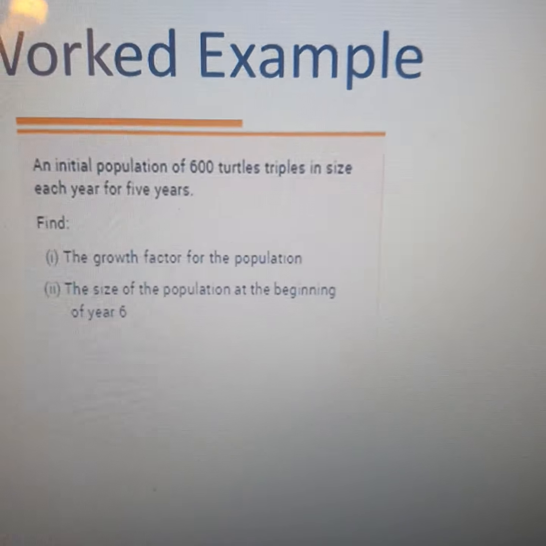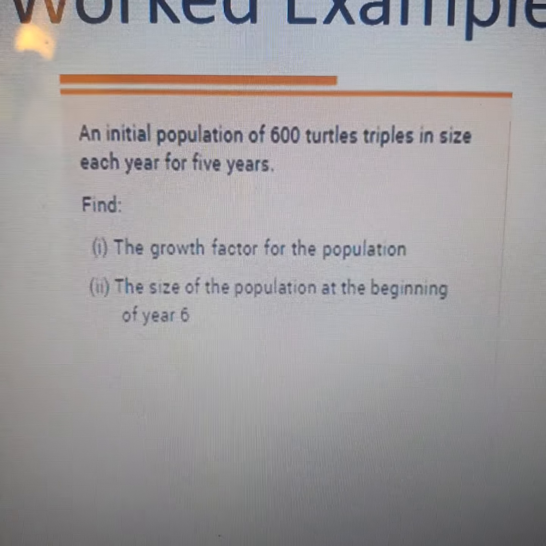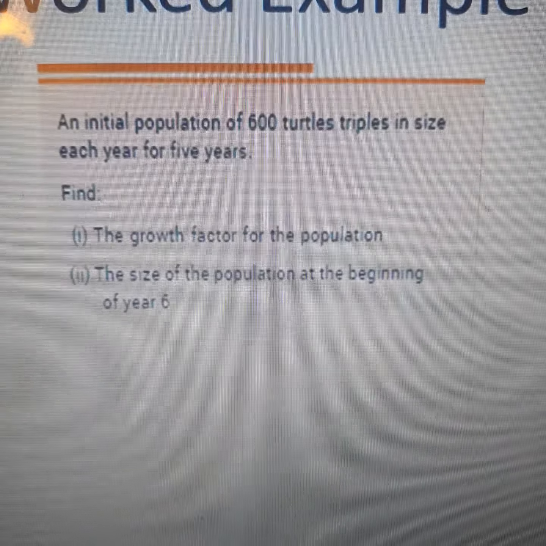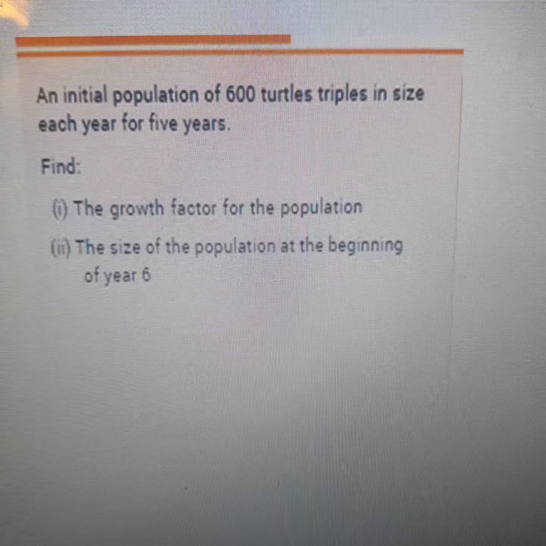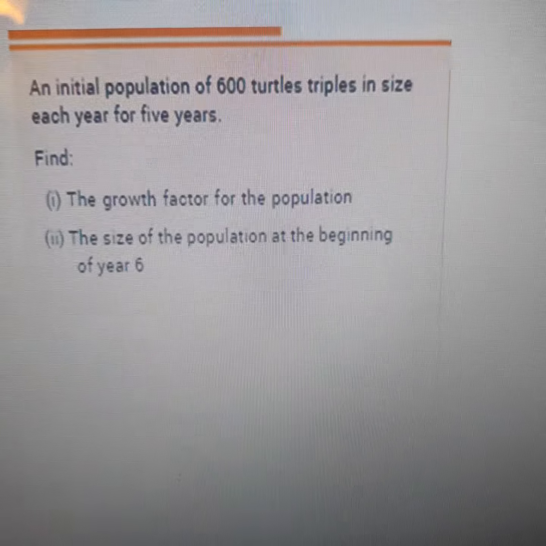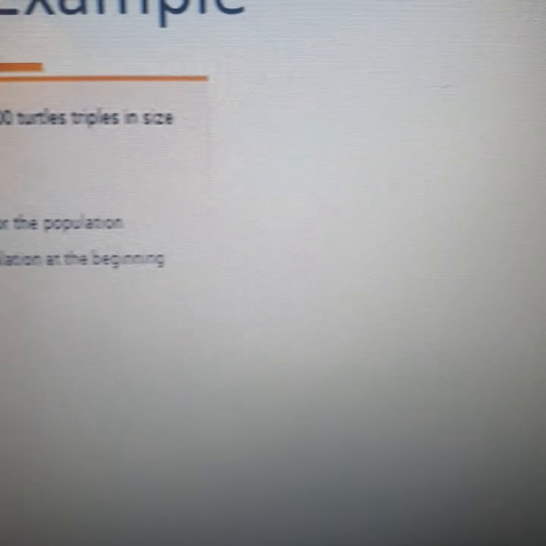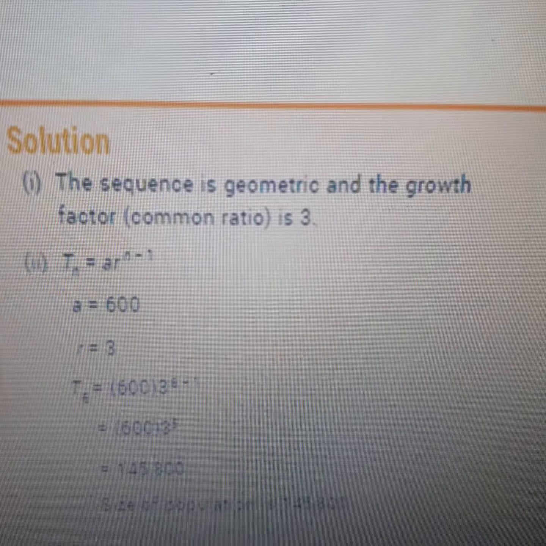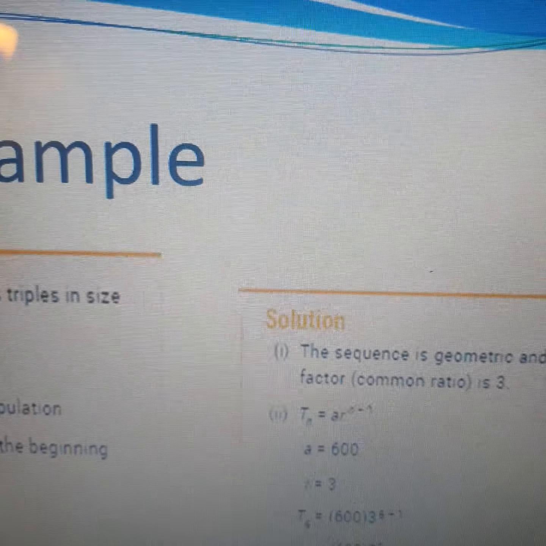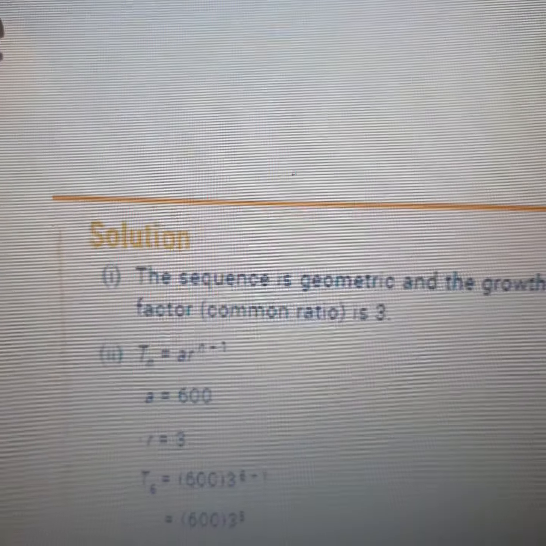Okay, another example then. Right, so this is where we're using real life applications then. So an initial population of 60 turtles triples in size each year for 5 years. So the initial population, so A is equal to 600, and it triples in size. Find the growth factor for the population, and then find the size of the population at the beginning of year 6. Okay, so let's think of what we have. So the sequence is geometric because it triples, right? And the growth factor, or the common ratio, is 3. Okay, so it's tripling, so it's going to be 3.